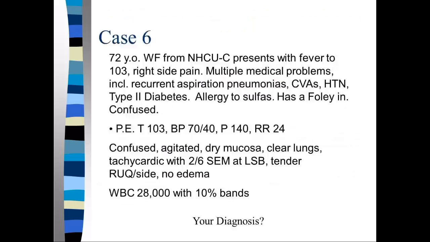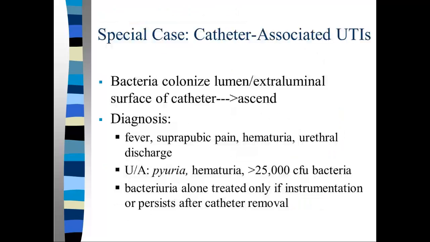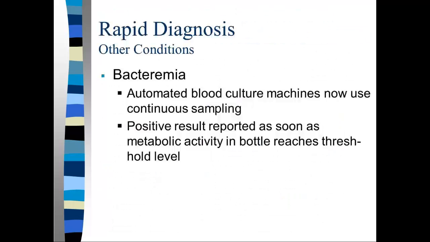Now, I am going to skip this one because we just have 5 minutes, but it's basically about catheter-associated UTIs. And I want to discuss other conditions where we can use rapid diagnostic techniques. So what about bacteremia? Well, in the old days, when I was a fellow in the mid-1990s, they didn't have automated blood culture diagnostic machines, so twice a day they would yank out the blood culture bottles from the incubator, stick them on the lab table, and hold them up to the light and look for evidence of flocculence and growth of the blood culture bottles.